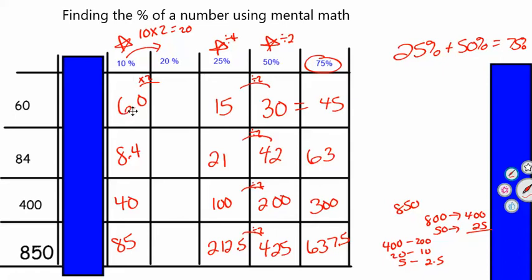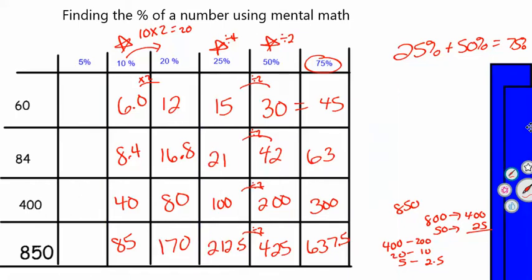So double this, that would be 12. Double this, that would be 16.8. Double this, that would be 80. And double this, that would be 170.